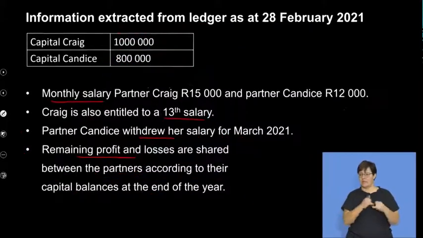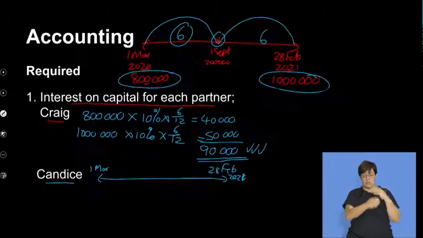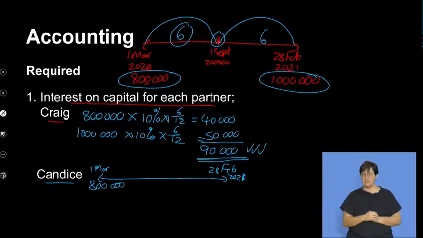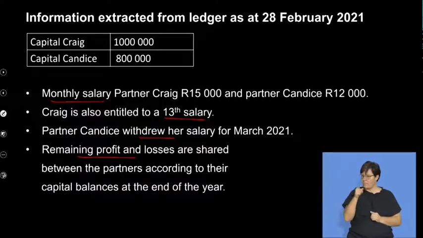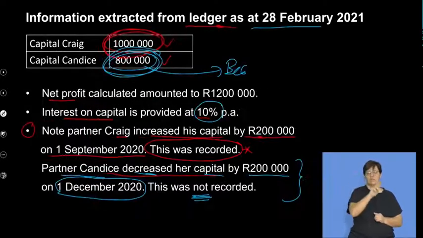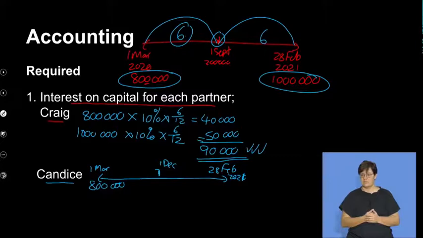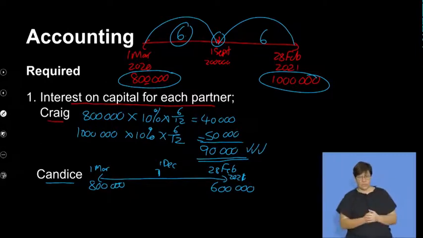So let's go back to our timeline, and at the beginning of the year, we're starting off with 800,000. Then on the 1st of December, she decided to decrease her capital by 200,000. Let's quickly confirm that. So she did decrease her capital by 200,000, so we are correct. Which means at the end of the year, her capital is now sitting at 600,000. Now how does that affect your calculations?